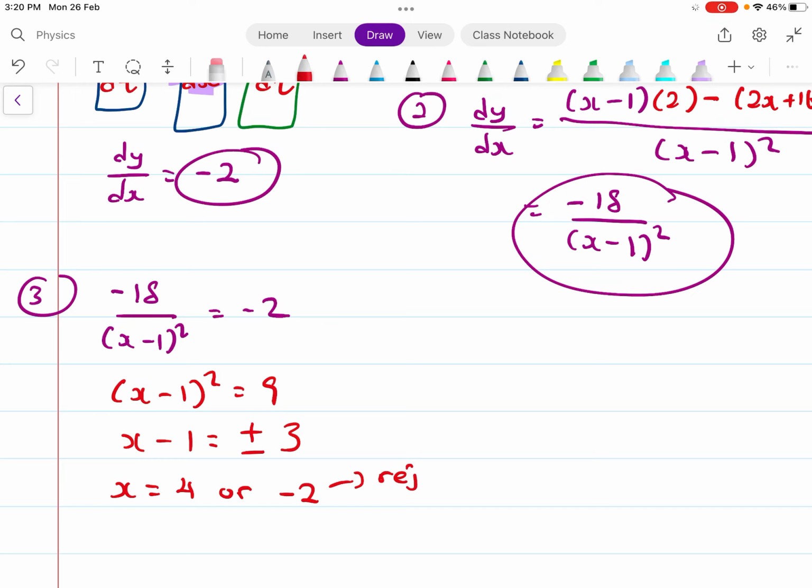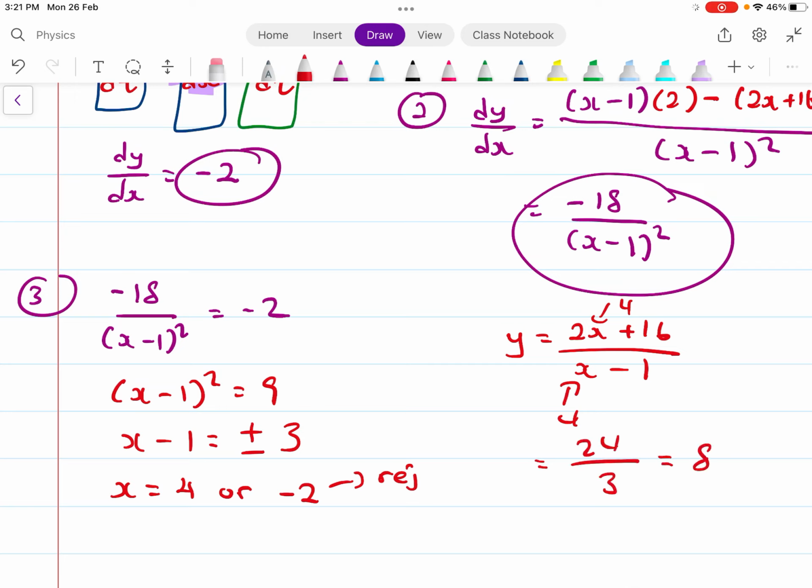But they want the value of y, so of course I must go back to the original equation: y is equal to (2x + 16) over (x - 1). You just substitute the 4 inside here. If you do it correctly, you should get 24 over 3, which is equal to 8. So that is how we do this question.